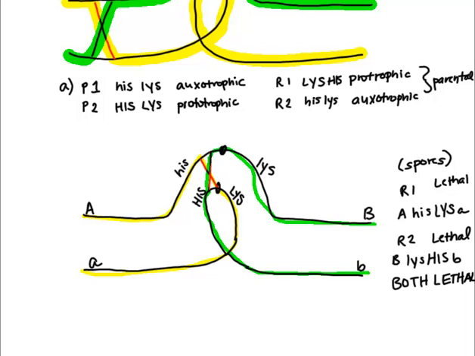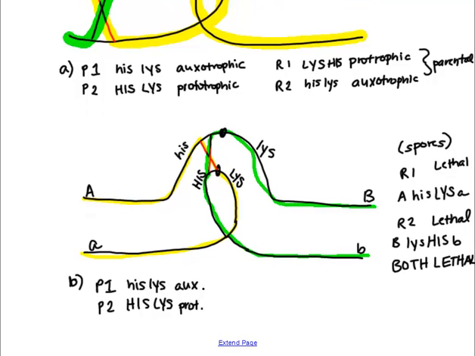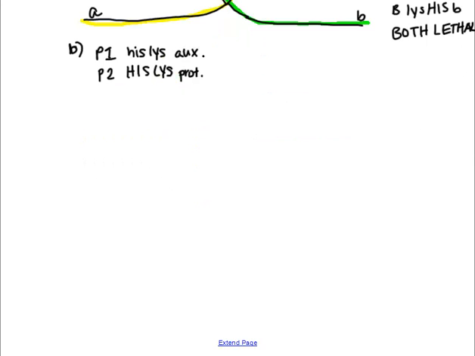So the only spores you'll get are the first parent, which is auxotrophic for both, and the second parent, which is prototrophic for both. Okay, again, I'm going to write this one more time, the inversion loop, to do part C.